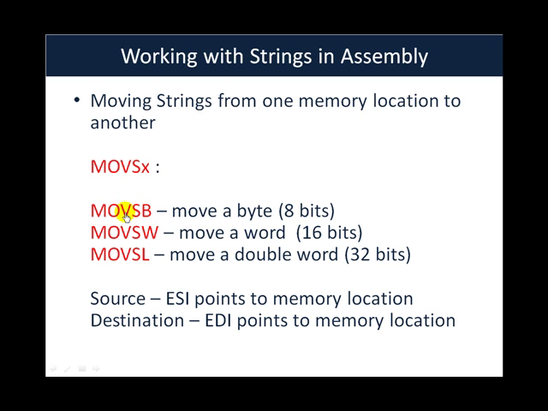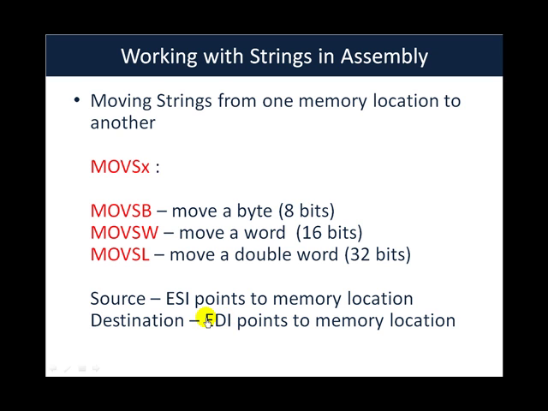Now the interesting part of the MOVSx series of instructions is that the source memory location as well as the destination memory location is implied. The source is always where ESI points to, and the destination is where EDI points.